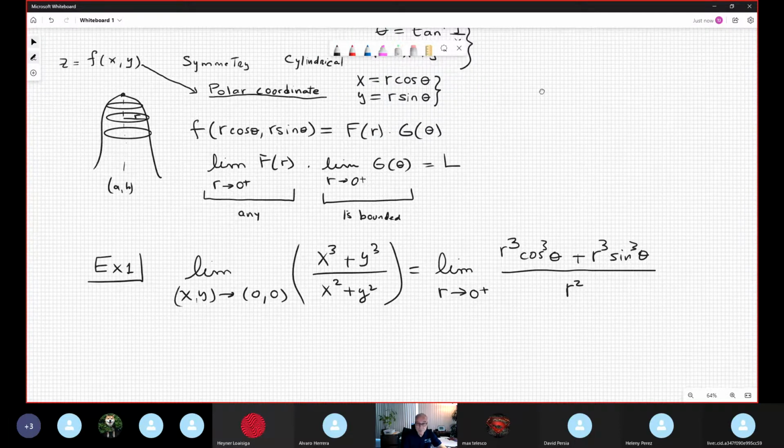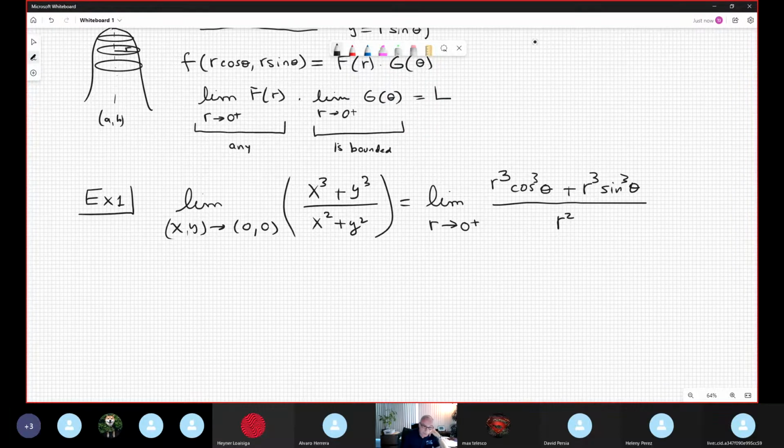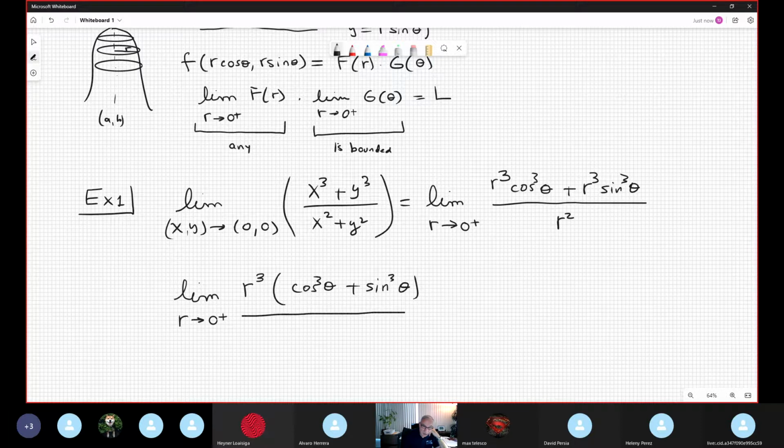Now you see clearly that you can factor out r cubed. So we have cosine cubed theta plus sine cubed theta. I have no idea what that is, but I don't care. Divided by r squared. It's obvious that you cancel out, simplification here. One r stays here and cancel out here. And you separate into limits.